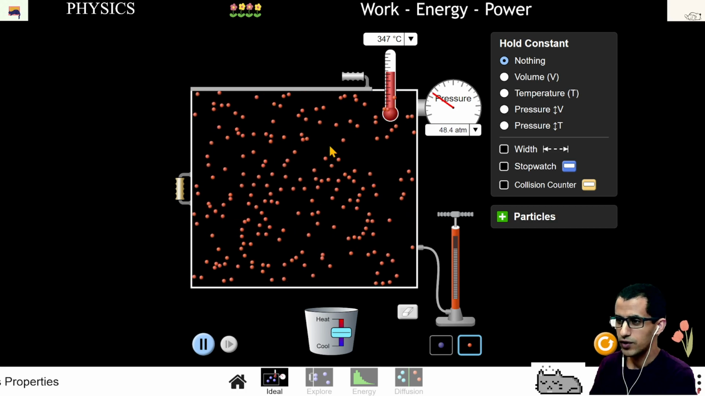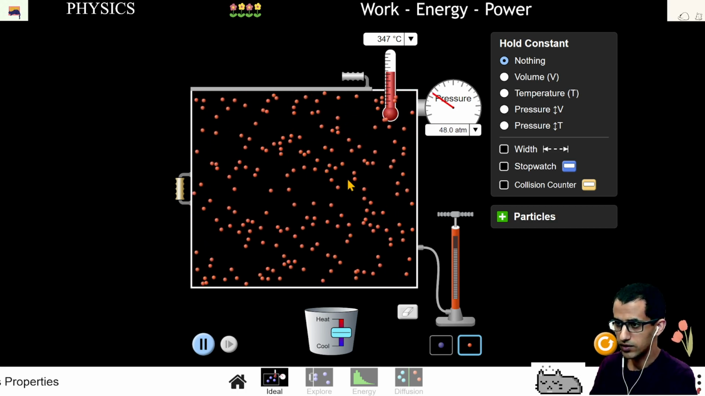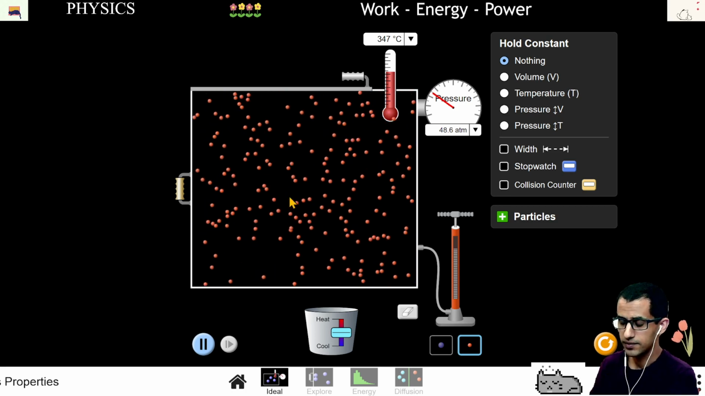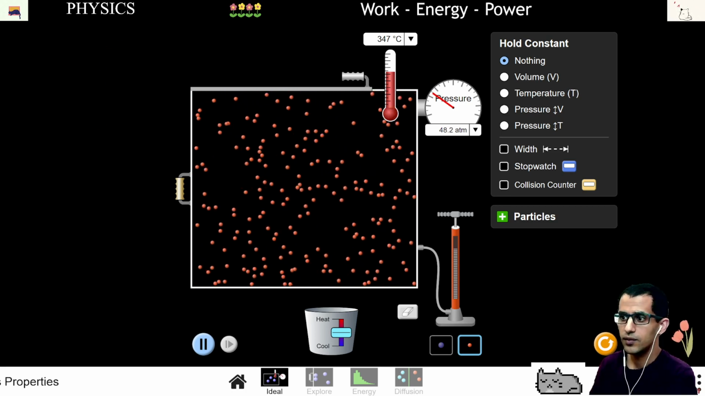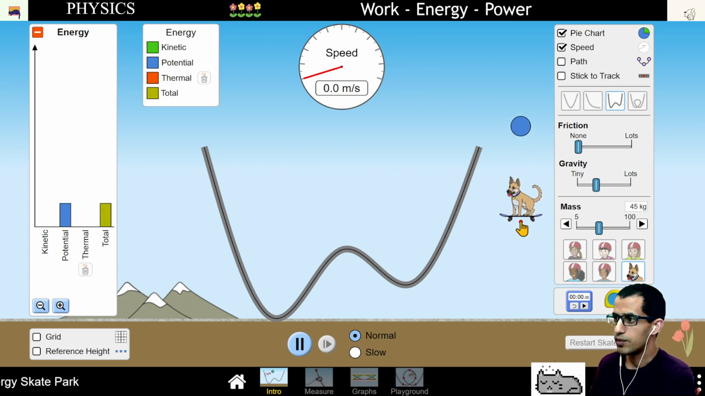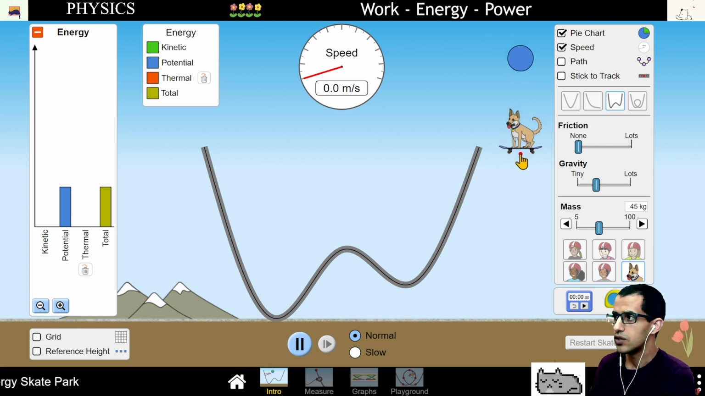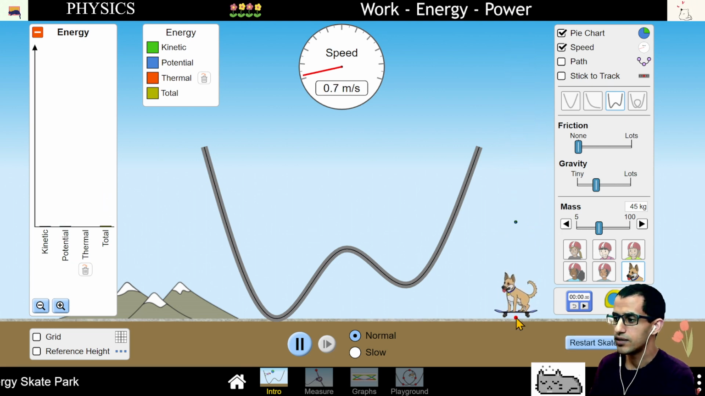So thermal energy is really just kinetic energy on a microscopic scale. It's the kinetic energy of the individual particles in this gas. And we can use this third simulation to show kinetic and potential energy. So I have this dog here, and above his head will be a little circle to represent the total energy and the kind of energy that he has. So the blue represents potential energy here based on this legend, and green is kinetic energy.